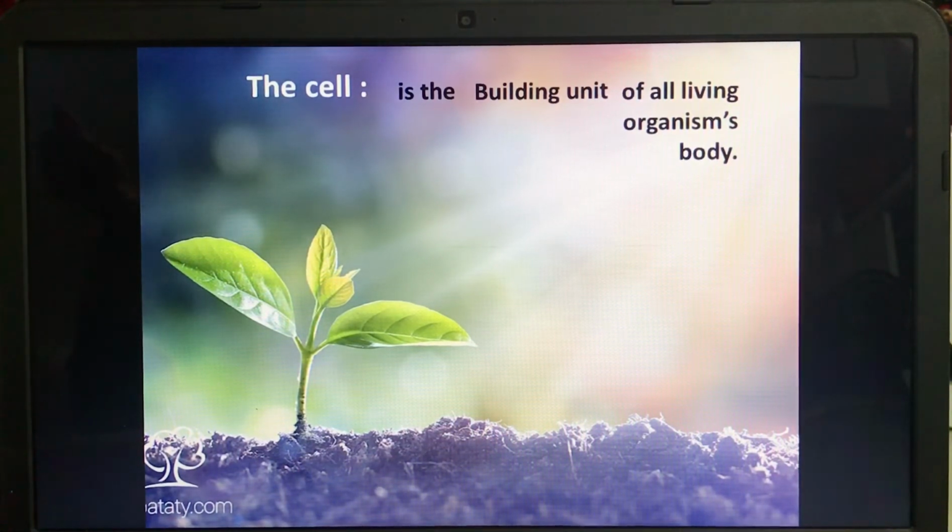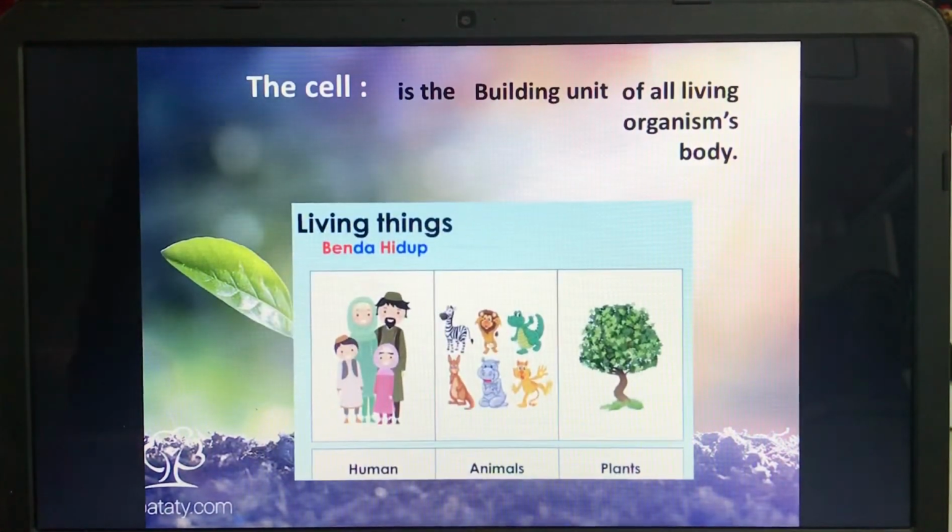What is the meaning of living organisms? Living organisms means living things. Living things like humans, animals, and plants. So all the living things have building unit which is called the cell. So the cell is the building unit of humans, the cell is the building unit of animals, and the cell is the building unit of plants. All the living organisms or all the living things.